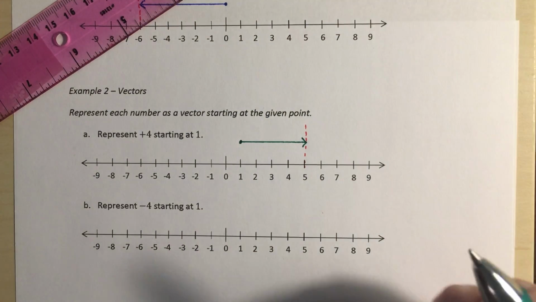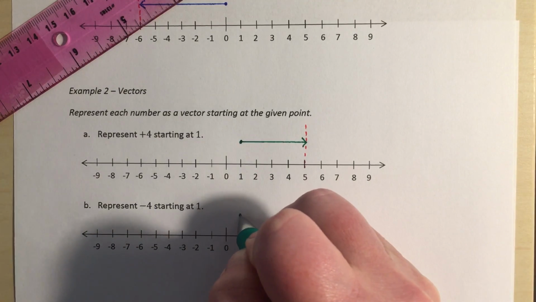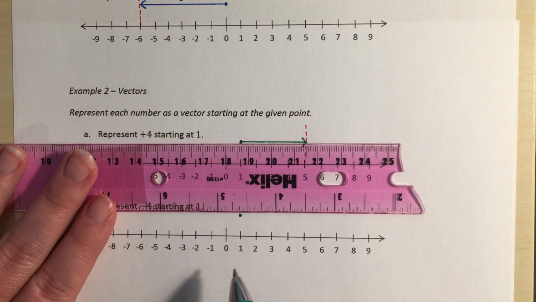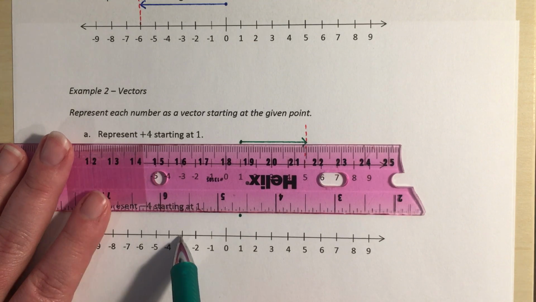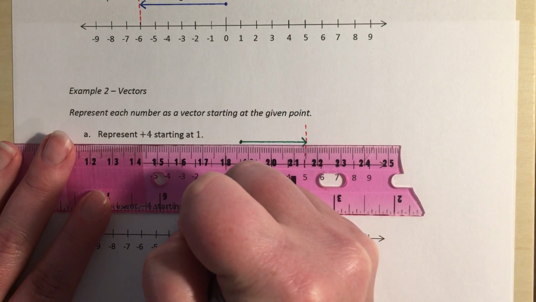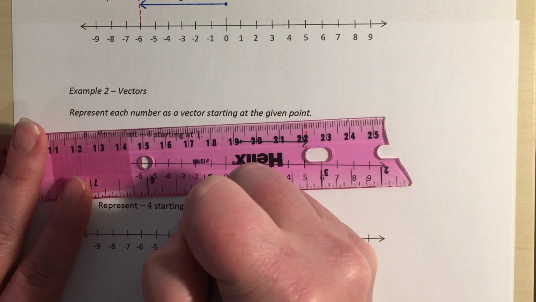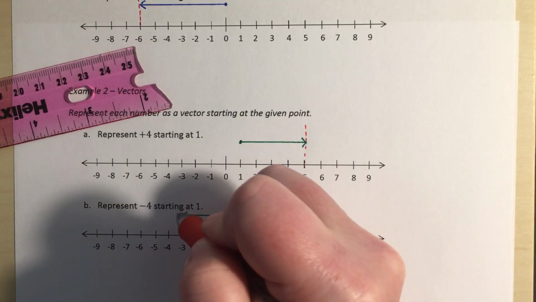Now, if we start at 1 and we want to represent -4, well, now we're going to go to the left 4 spaces. So 1, 2, 3, 4 means we're going to end at -3. So we end at -3.